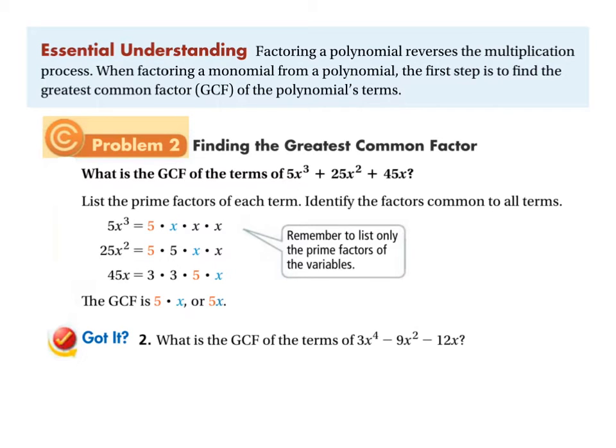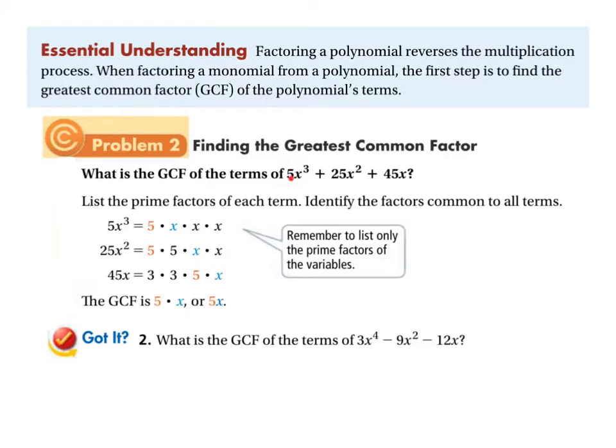Okay, so just like in the last slides where we distributed a monomial into a polynomial, we can pull one out as well. It says right here, factoring a polynomial reverses the multiplication process. When factoring a monomial from a polynomial, the first step is to find the greatest common factor. So if you look at this, they're saying find the greatest common factor. What's the greatest common factor of these three terms?